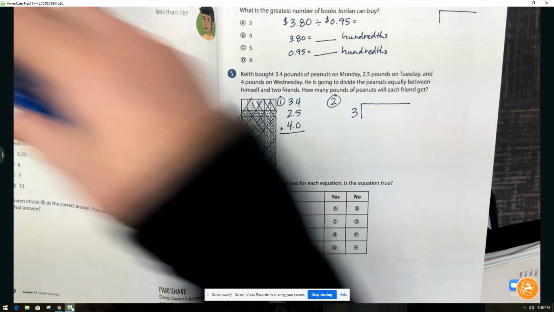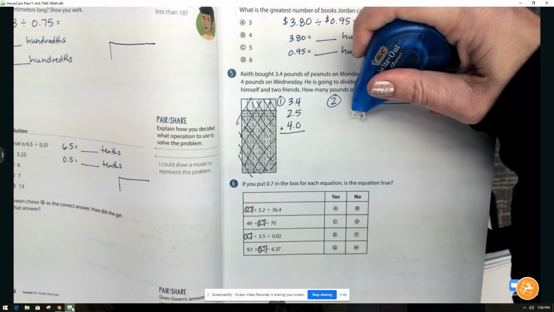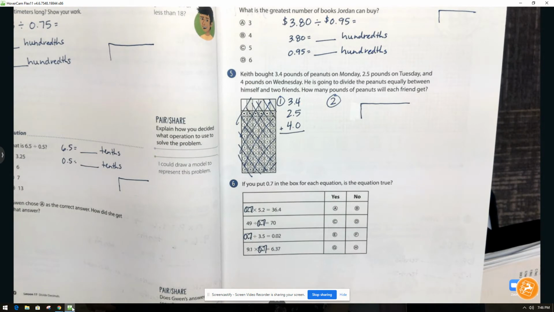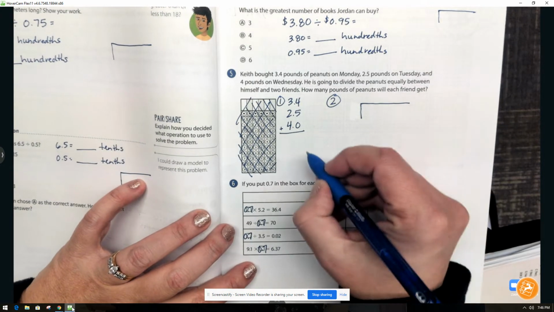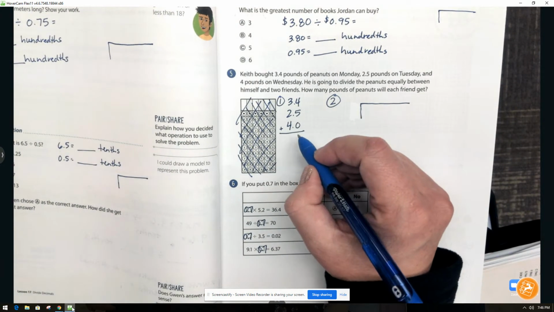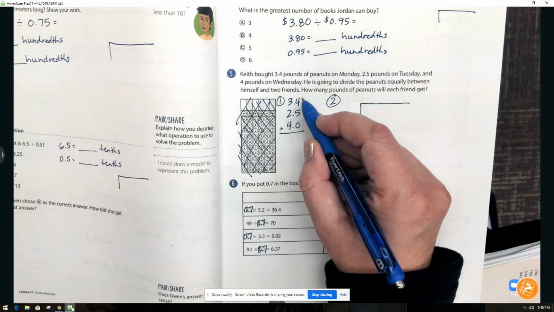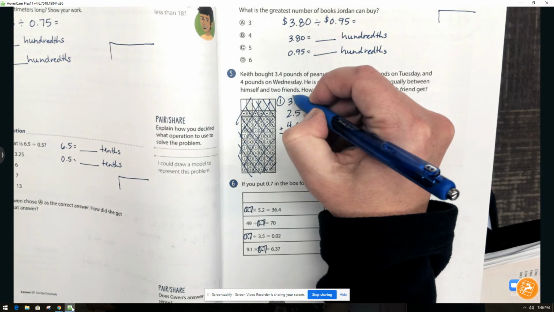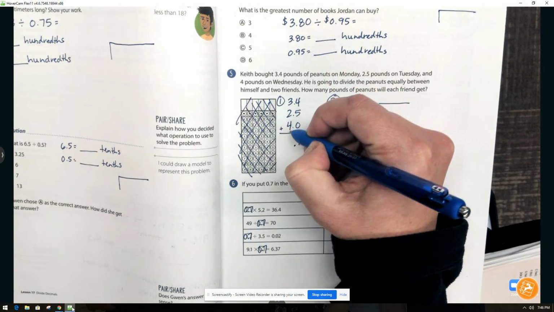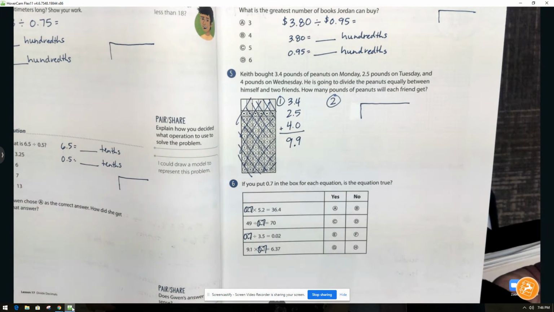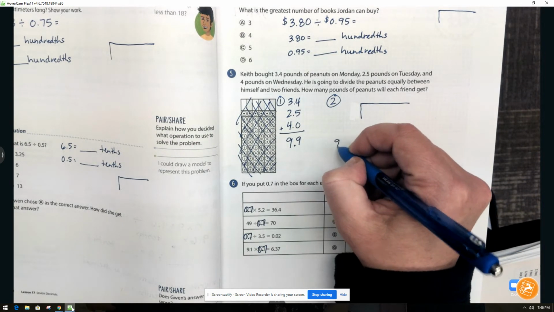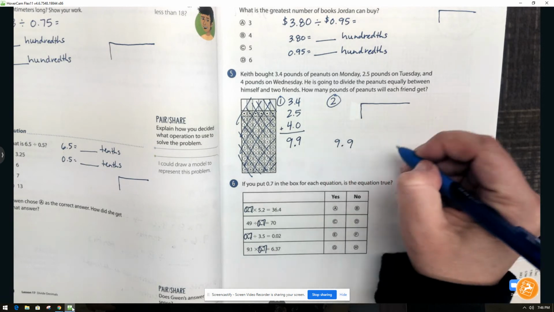So actually, this is not right. Well, that might be right, but I want you to think about this, and I'm going to help you. So let's go ahead and add these all together. So we have 4 plus 5 is 9. And then 3 plus 2 is 5. 5 plus 4 is 9. So we have 9 and 9/10. So if we have 9 and 9/10, actually this was right.